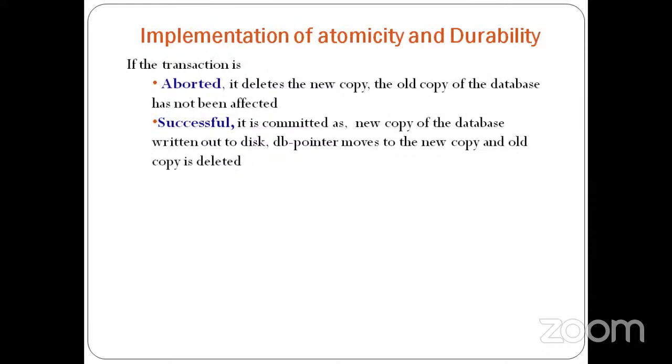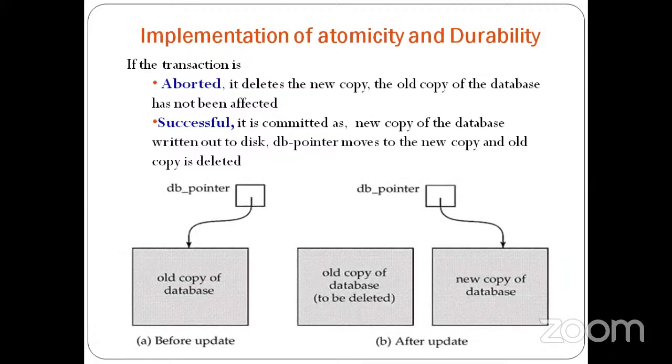If the transaction is aborted, the new copy is deleted and the old copy of the database is unaffected. If it is successful, it is committed: the new copy of the database is written out to disk, the DB pointer moves to the new copy, and the old copy is deleted. Before the update, the DB pointer points to the old copy of the database. After the update, the old copy is deleted and the new copy is maintained.